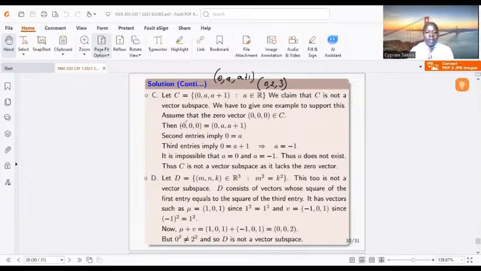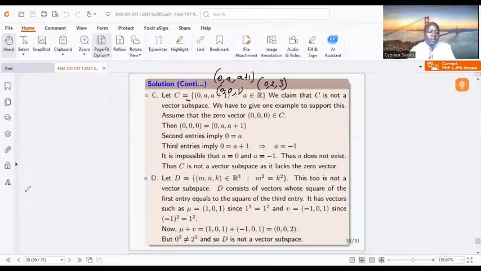So it means this subspace has no 0 vector. It has no 0 vector because we cannot have a case where it is 0, 0. For example, if this is 0 and this is 0, so this will be our a, then this will be a plus 1, which is 1. So there is no point where we will have 0, 0, 0.